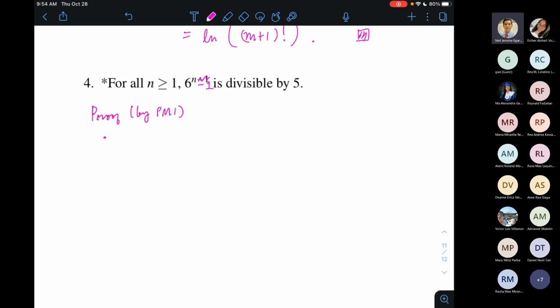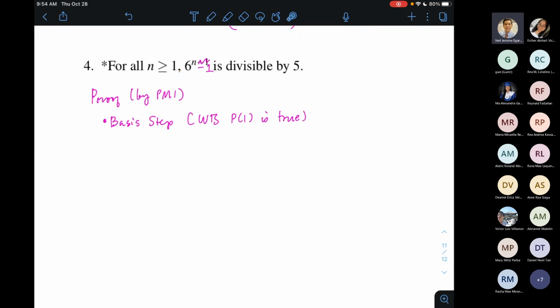And again, I start with a basis step. For the basis step, we want to show that P of 1 is true, because 1 is the smallest natural number for which the statement was claimed to be true.